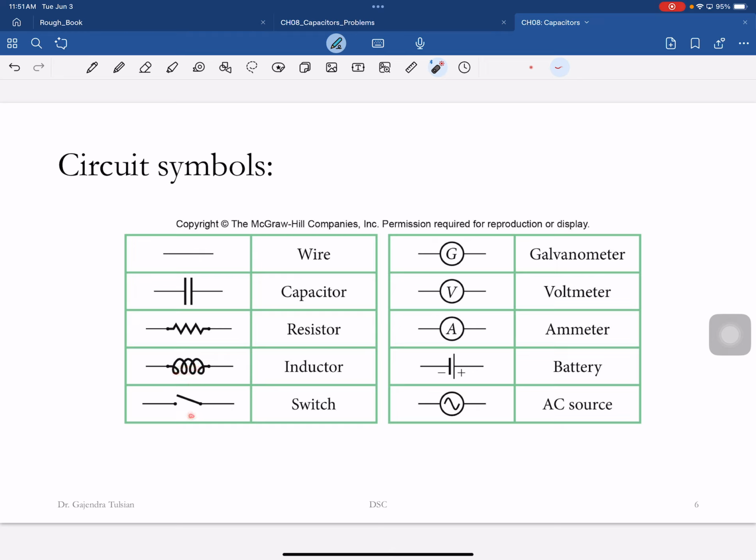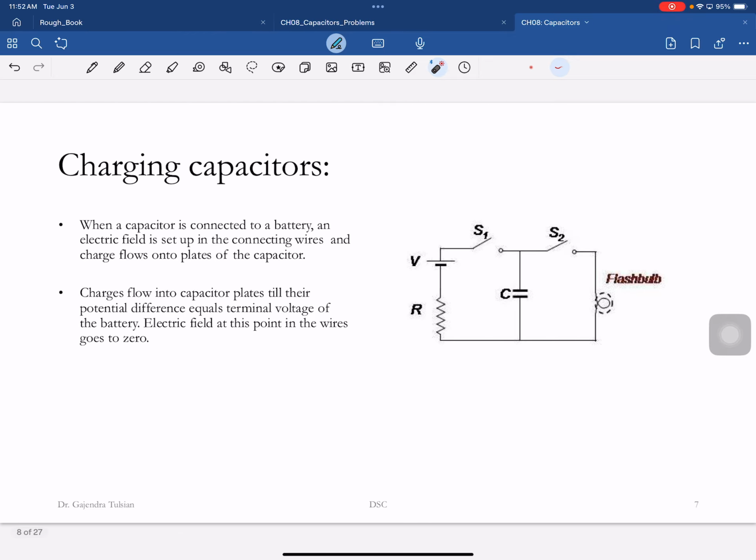Here's a switch. Here's a battery. There's the negative terminal of the battery. Here's an AC source we'll learn about. An ammeter. What is an ammeter? It measures current. A voltmeter measures voltage. Galvanometer. It also measures current, but it's an old-time device.